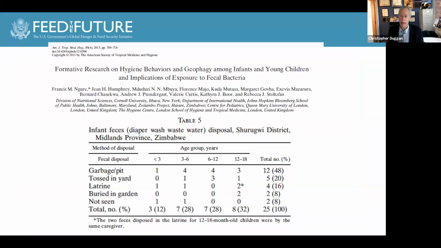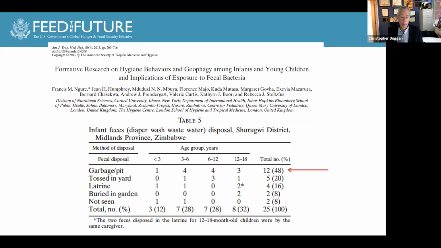So let me turn to the idea that living in poor communities with high rates of enteropathogen exposure might be related to childhood stunting. This was an ingenious study published by Francis Nguri, Rebecca Stolfutz, Johns Hopkins University, and colleagues in Zimbabwe. These groups visited 21 households in rural Zimbabwe, and 2 observers spent 6 to 8 hours per day examining how feces were disposed of and how people were performing in terms of WASH interventions, sanitizing and cleaning their hands before and after meal preparation.